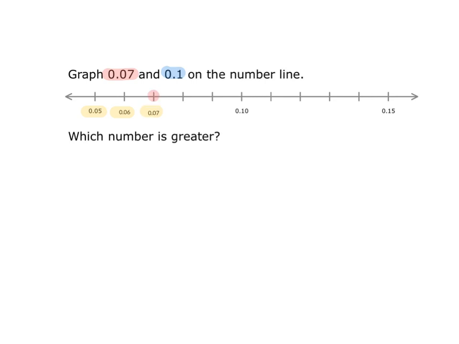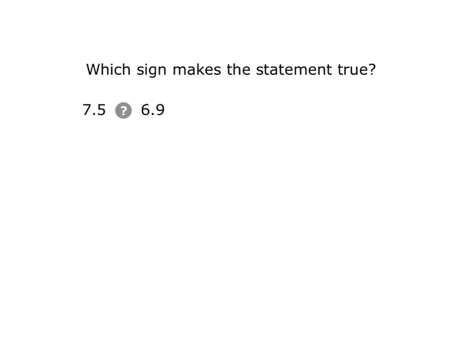And 0.1 is an equivalent decimal on the number line here as 0.10. Which number is greater? I can see that 0.10 is further down the number line, making it the greater number. Now we're going to start comparing numbers not using a number line, just simply by looking at the numbers.